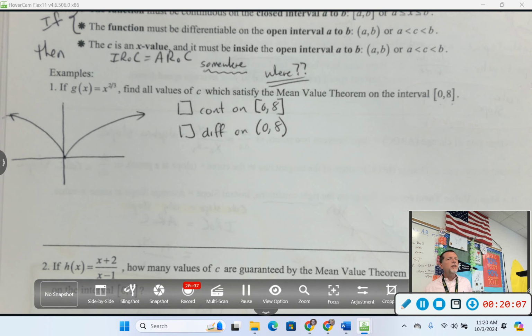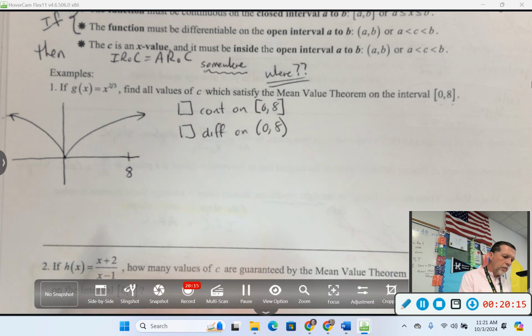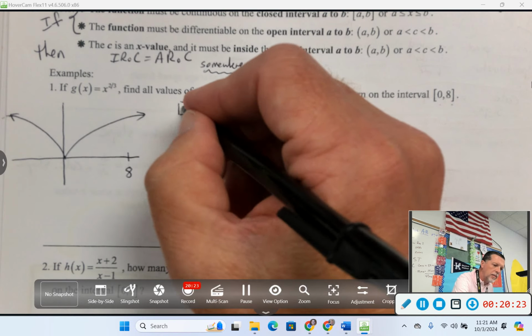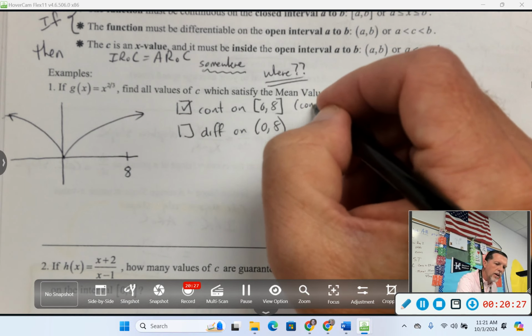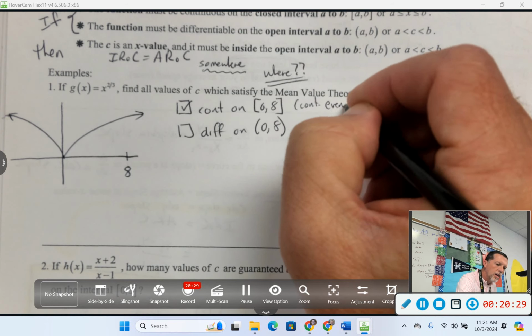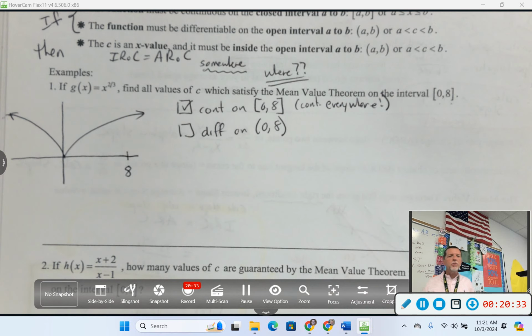Okay, so just looking at the picture, is that thing continuous on 0 to 8? Doesn't really matter where 8 is, but out there somewhere. Is that thing continuous on 0 to 8? Yes, definitely. In fact, it's continuous everywhere. So I'm not worried about continuity.